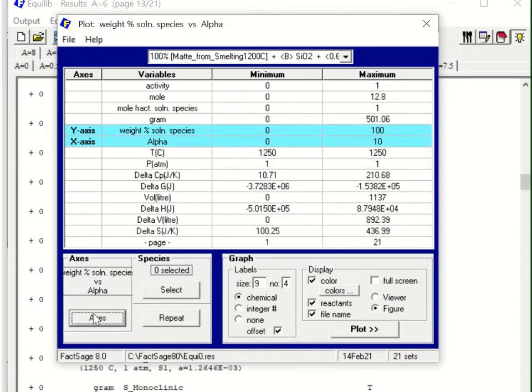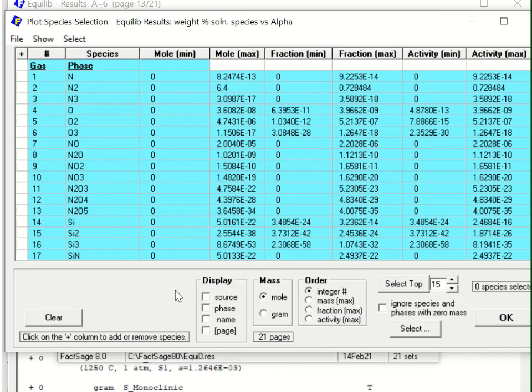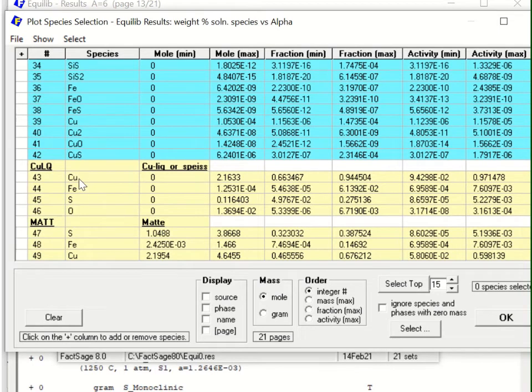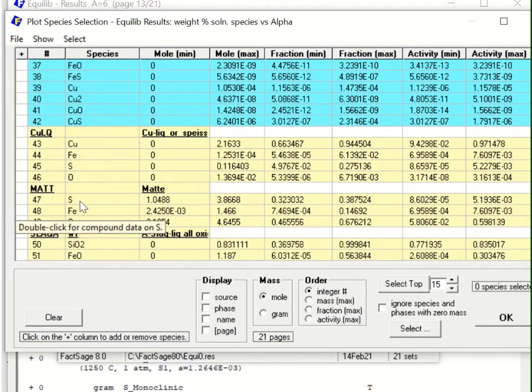So weight percent of what? You have to go to phase selection here. Okay. So this is the N2 element. And then this is copper liquid. So you can select this one, or matte, copper, iron, sulfur, iron, copper. So you can select these three, for example.